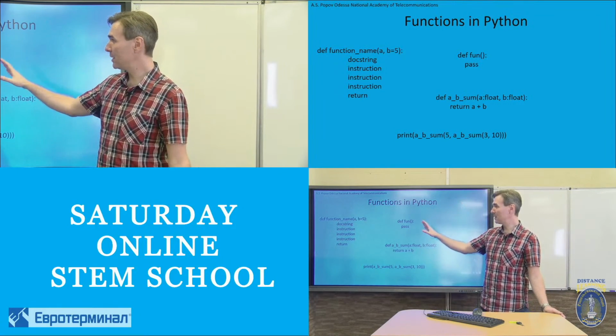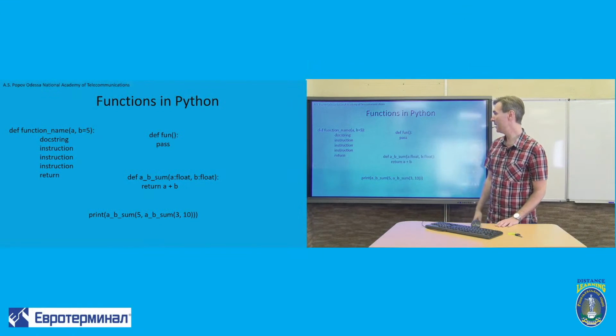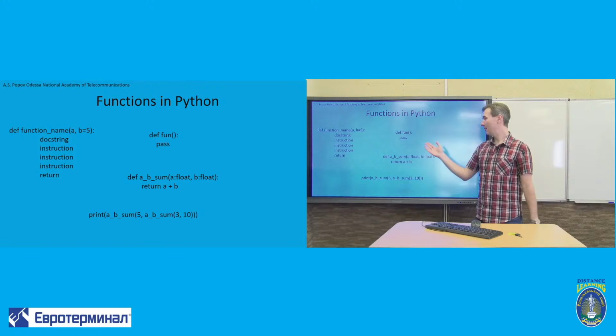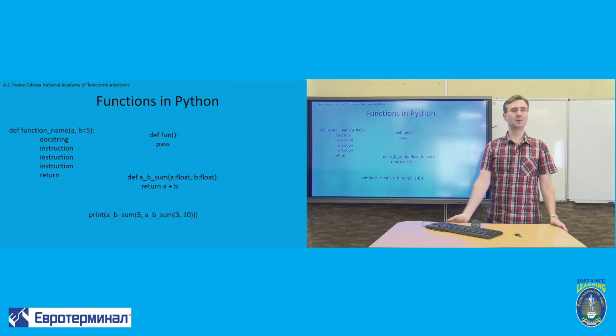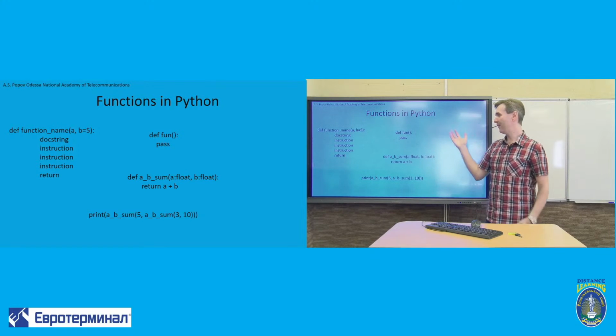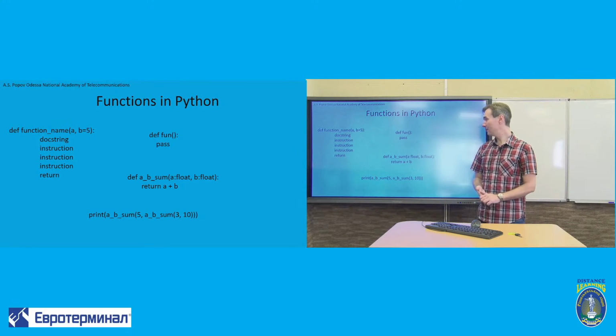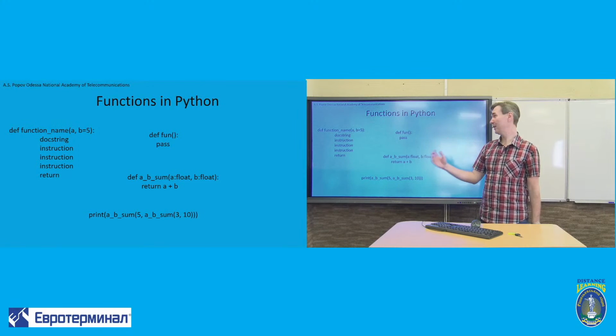After the docstring, you provide instructions to the function, and then you use the return keyword and you specify what the function should return. Because by default it returns nothing, and we're going to take a look at how it works.